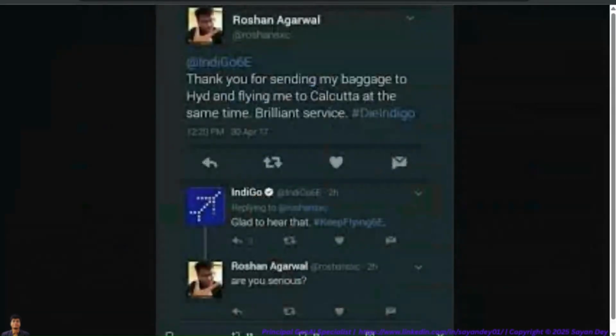So this was a post by a person, right? You can see, and I know the text is not perfect, but you can make it out. "Thank you for sending my baggage to Hyderabad and flying me to Calcutta at the same time. Brilliant service. Die Indigo." This was long back, in 2017. And if you see, the model responded saying, "Glad to hear that." So most likely it was a rule-based model. It looked at some of the keywords like brilliant and service, but it did not really understand the context of the word. So you can already understand that although it's a negative review, identifying negative reviews can be very hard. There is inherent sarcasm, which the model is unable to catch.